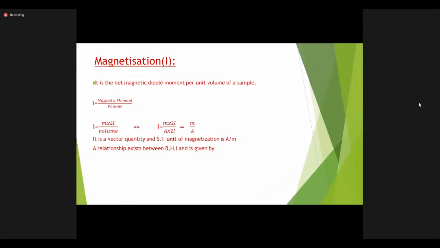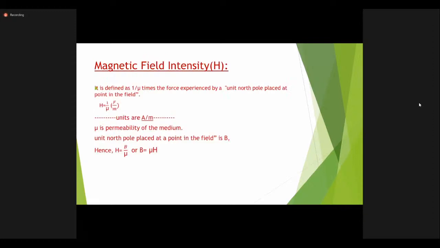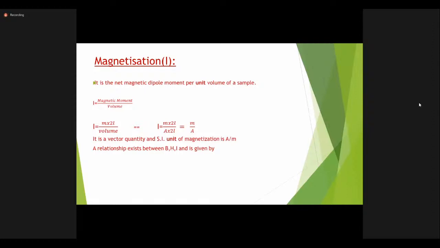Third quantity is magnetization. It is defined as the total magnetic moment per unit volume of the material. Magnetic moment is given by M into 2L, product of pole strength and length of the magnet, divided by volume of the material, area into 2L. So units are again amperes per meter here. Both magnetic field intensity and magnetization have the same units. Please remember that. A relationship exists between B, H, and I: B equal to mu naught into H plus I.